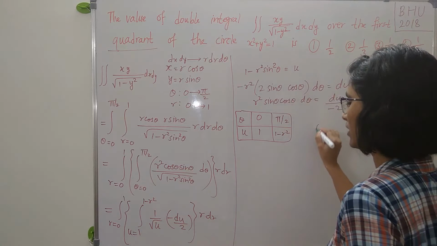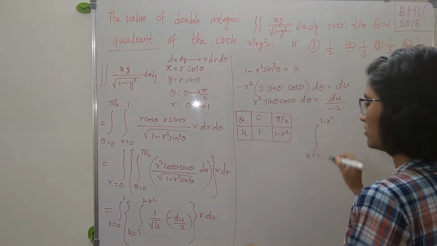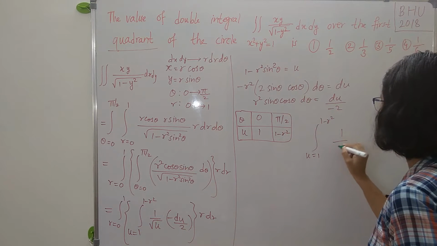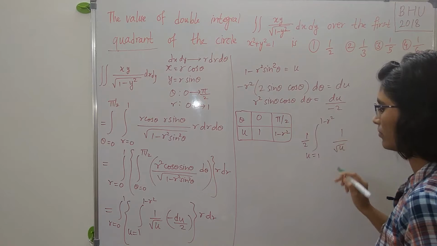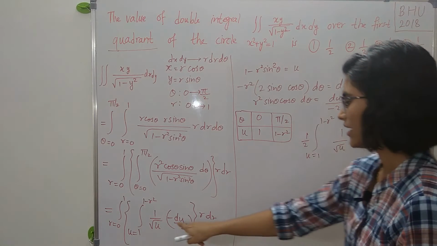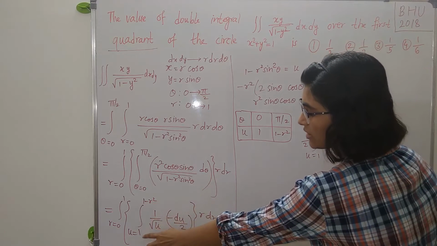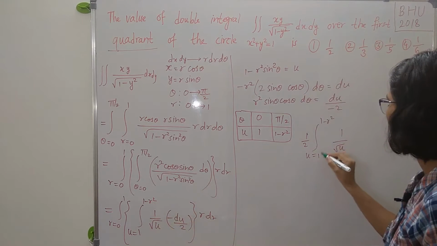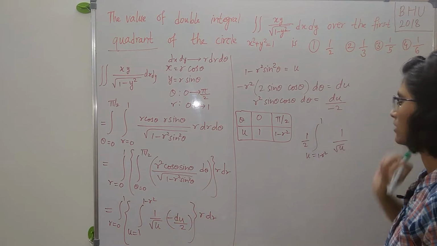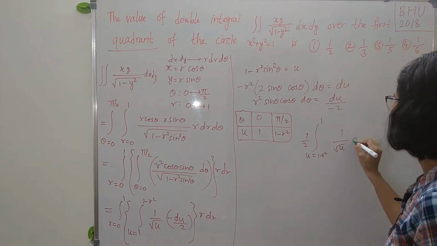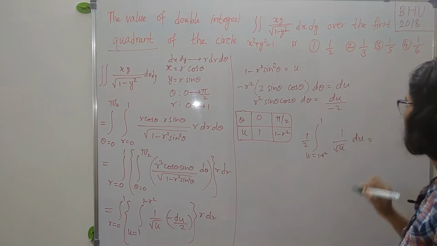So the integral of u from 1 to 1 minus r square, this is just 1 by root u, take this 1 by 2 outside. Now this is minus of this integral, and this is a smaller number than 1, so change this 1 minus r square to 1, right? So this integral is just this. Now find out this integral.